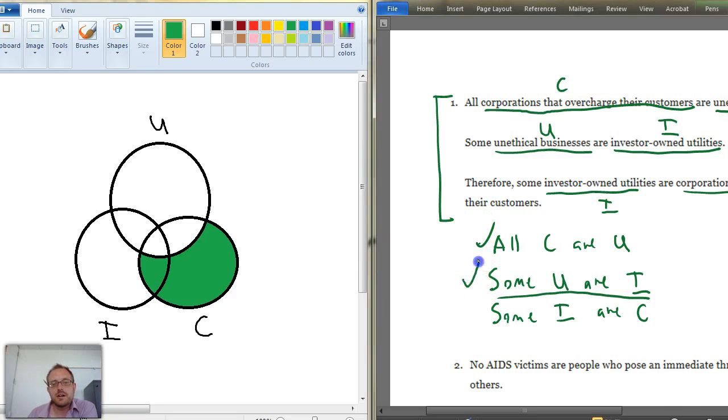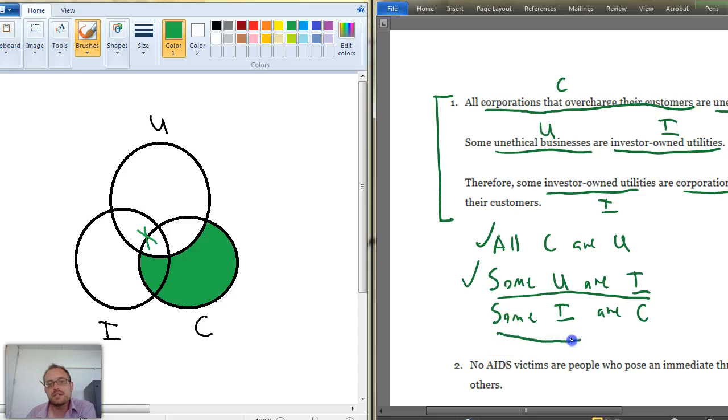Now, the next one, obviously, this is the last thing I diagram, is the premise here. Some of the U's are I's, okay? If some of the U's are I's, I have to use an X, not a fill. That means I'll go to my brush here, and I'm going to look at these two circles. Some of the U's are I's, which means that normally I would put the X somewhere in the circle. Now the question is, does it go here or does it go here? The answer is, I don't know. So I have to put it on the line. Remember, if you don't know where it goes, it goes on the line. It's that simple. So that means I've diagrammed both of these correctly.